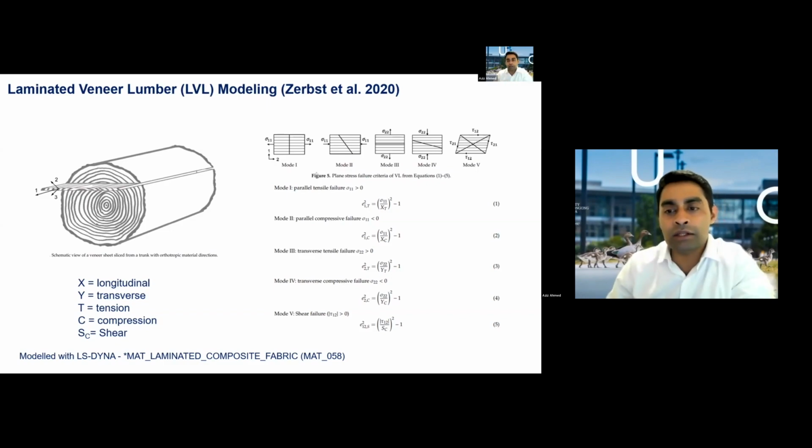So instead of 9, we end up with 5 failure modes, which are parallel tensile failure, parallel compressive failure, transverse tensile failure, so that means out of plane or perpendicular to the grain tensile failure, perpendicular to the grain compressive failure, and shear failure.